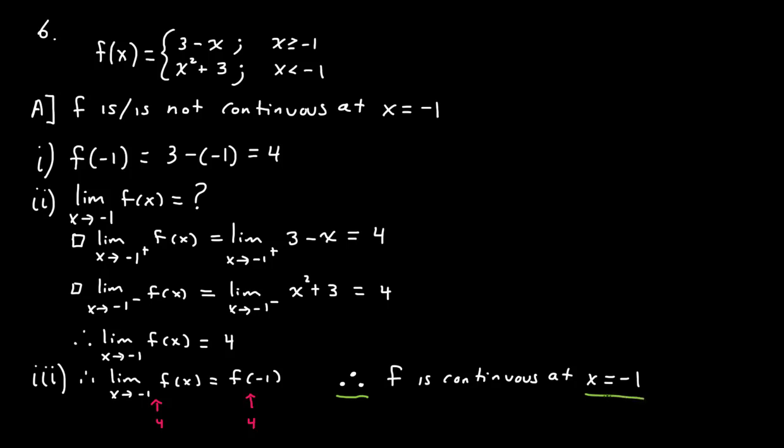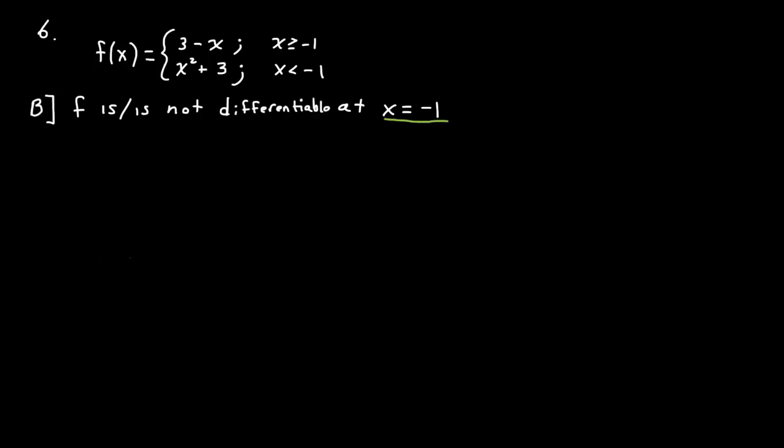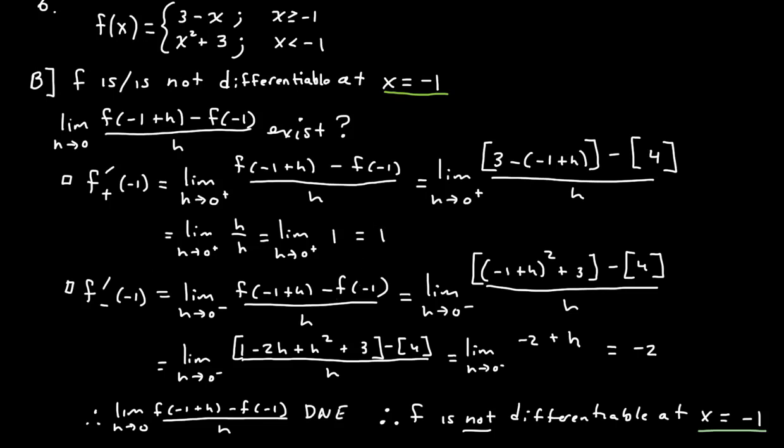I think in example 5 I said at x equals a, but I probably should have said at x equals 0. So I am making up for that here. F is continuous at x equals negative 1 is our conclusion. Now we're going to do part B. F is or is not differentiable at x equals negative 1. I'm going to tell you to press pause again so that you can try to do this, and then we'll check our work together. Press pause now. Okay, let's go over this.